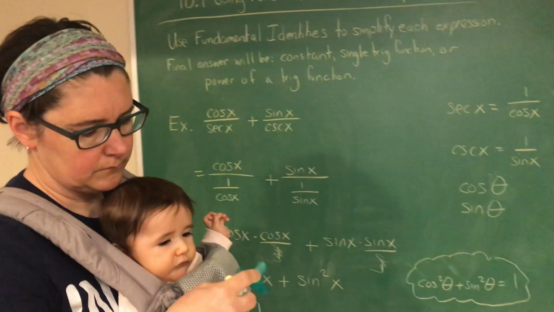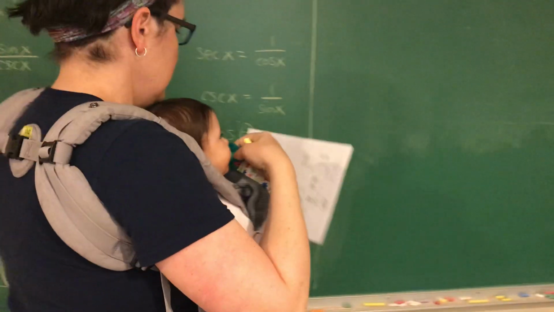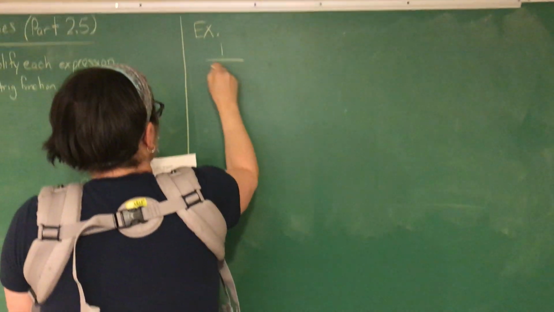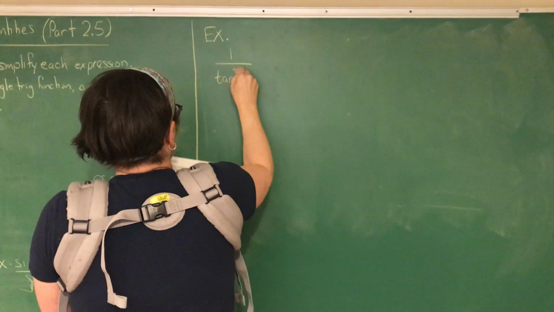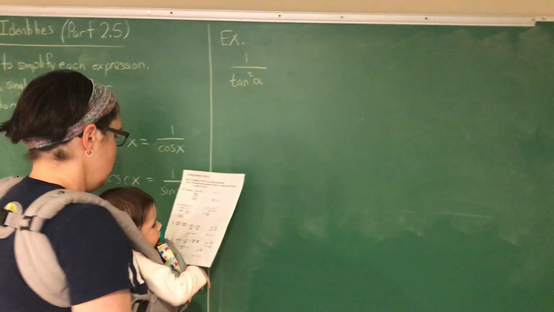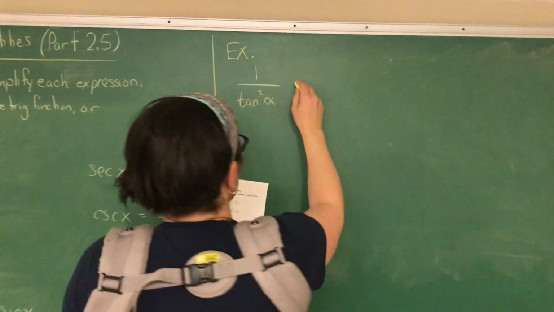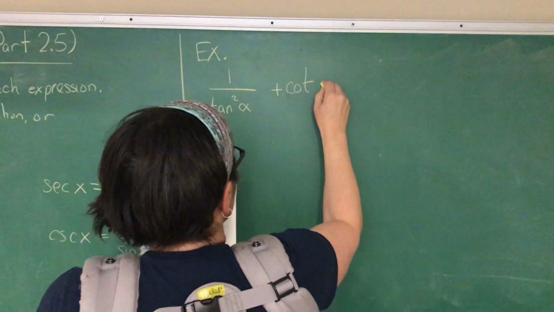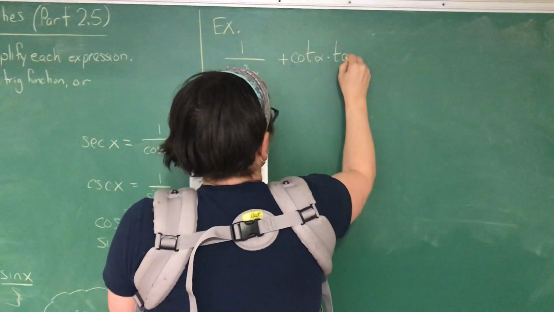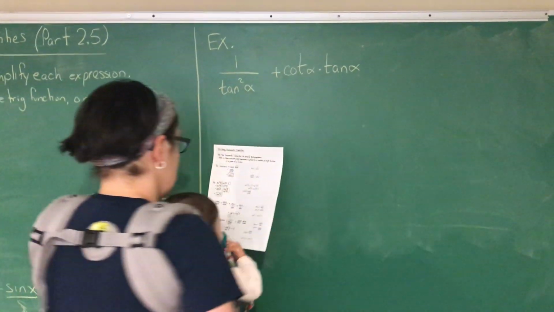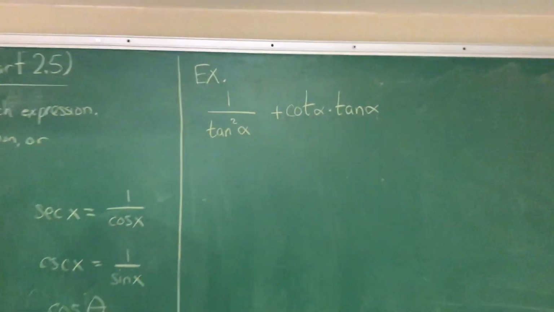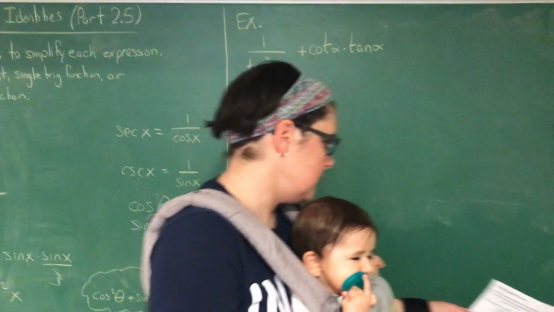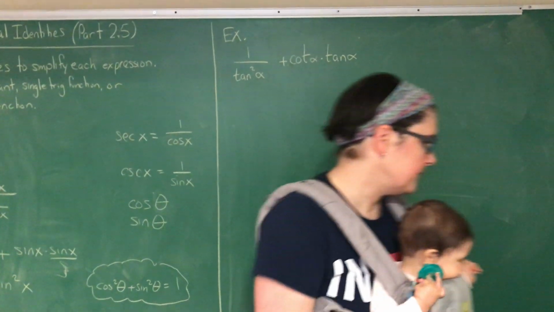Okay, so our final example is 1 over tangent squared alpha, we're using alpha as our input this time, plus cotangent of alpha times tangent of alpha. All right, and our job is to simplify this expression.